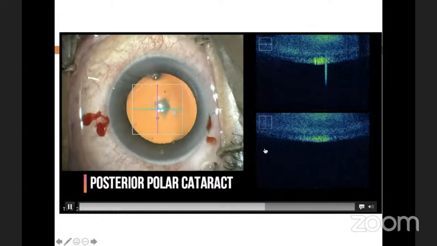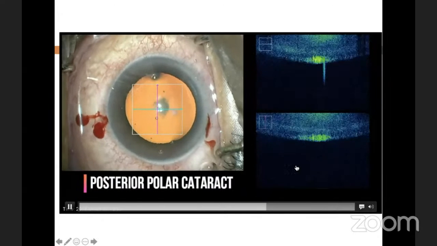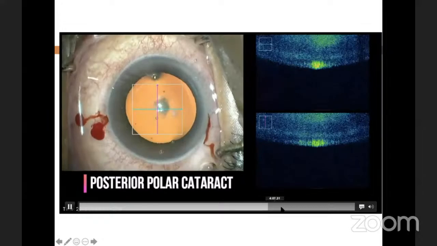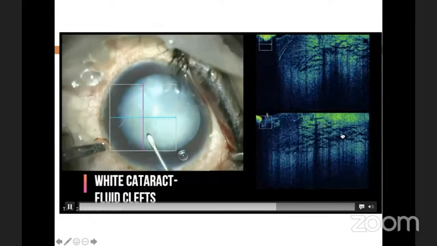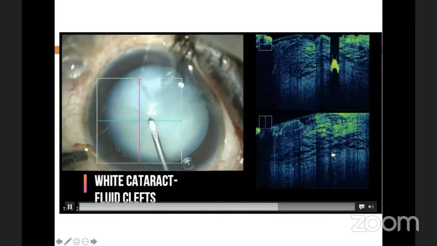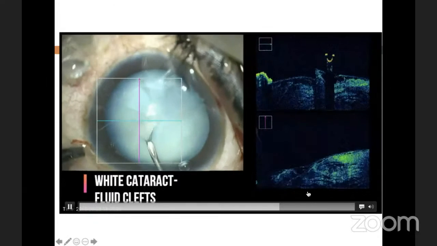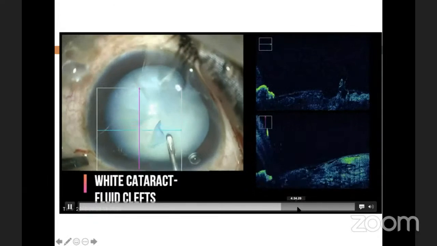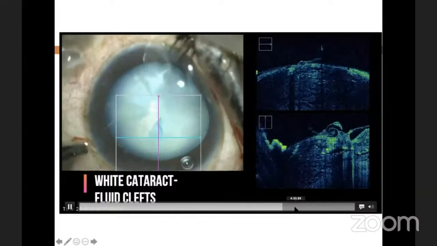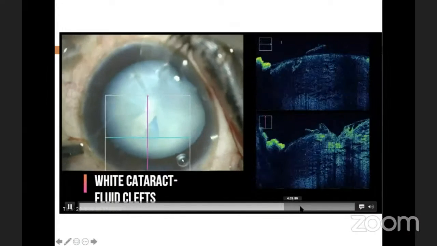If there's a posterior polar cataract, you can actually see whether there's a gap which is present here or not. And if you have a white cataract like this, you can see that there are some fluid spaces. So if these clefts are there, that means when you give a nick in the capsulorhexis, no fluid is going to come out. So you may not have an Argentinian flap.